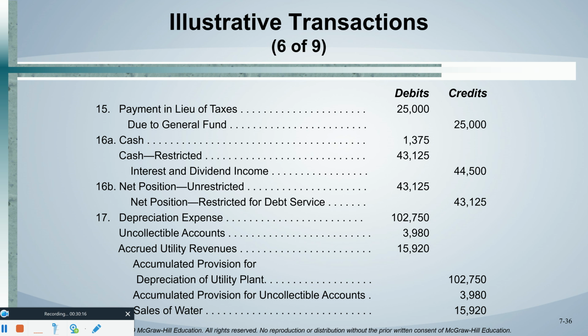And last but not least, since we're at the end of the year, we're going to estimate the water usage from our customers that we haven't billed yet, but we will be billing in the next accounting period. And so we will debit this accrued utility revenue. This is an asset. It works kind of like a receivable. And then we will credit the water sales, which is the revenue account.